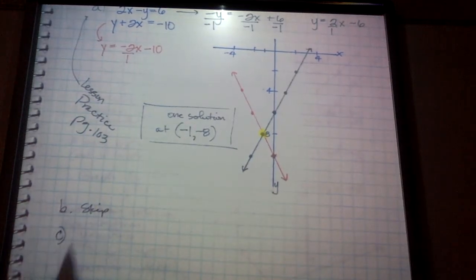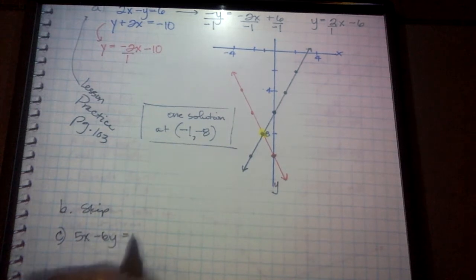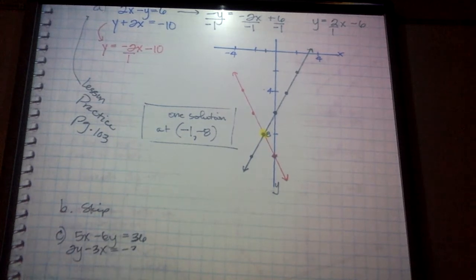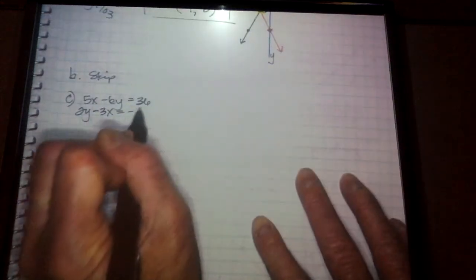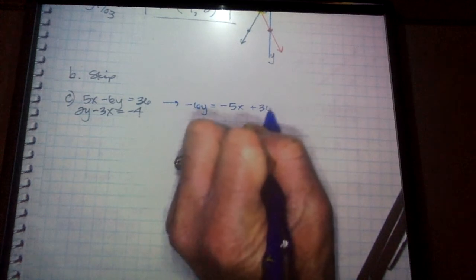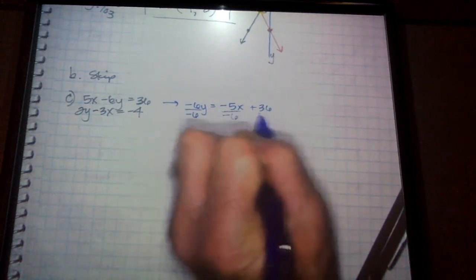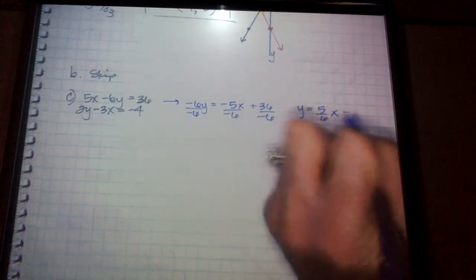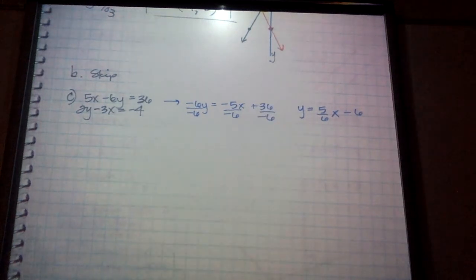So part C, 5x minus 6y equals 36, and 2y minus 3x equals negative 4. And I'm going to guess I need to move that up, yes. All right, so let's rewrite these. This would be negative 6y equals negative 5x plus 36. I'm dividing each part by negative 6. So y equals 5/6 x minus 6, because a positive divided by a negative is a negative. Leave your slope as a fraction. It makes it really easy to do rise over run.